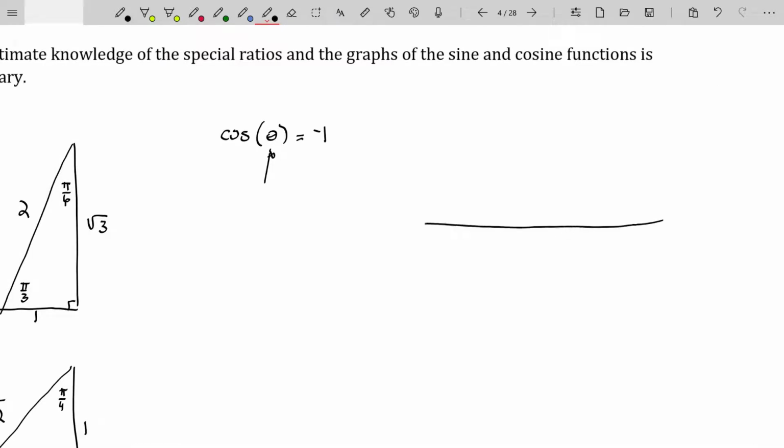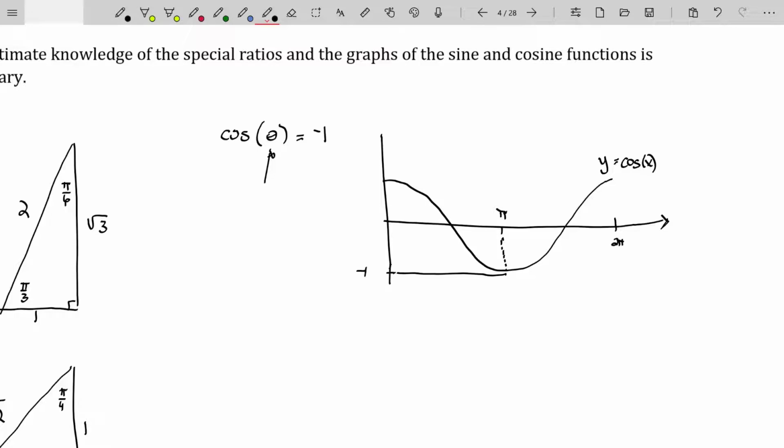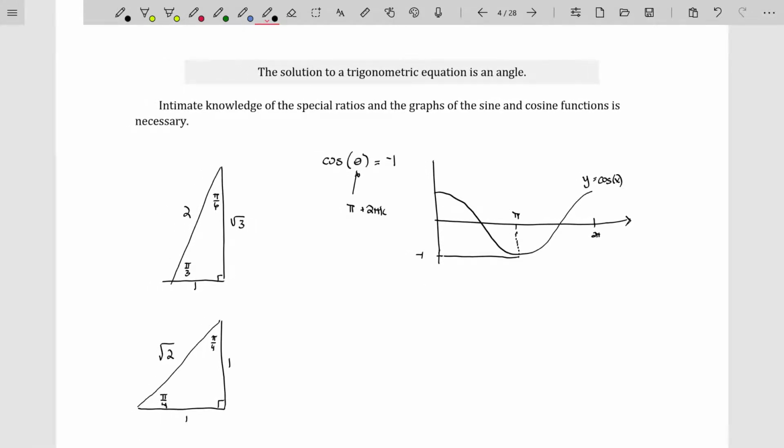And so to know very quickly what the cosine graph looks like, this is the graph that y equals cosine of x right here. To understand very quickly what that looks like allows you to quickly find out what value of input leads to an output of -1. So in this case, pi, an input of pi, and then of course plus 2 pi k, because every rotation of 2 pi thereafter will get you to the value of -1 for the cosine. So knowing the graphs of the sine and the cosine, very important for you to help you solve trig equations.